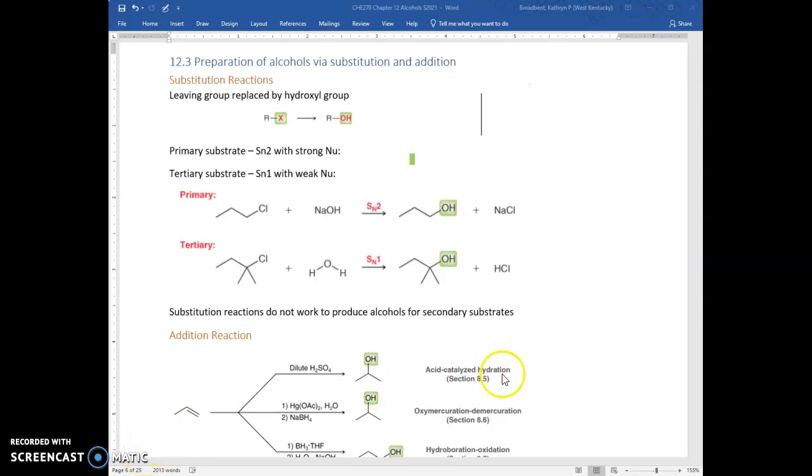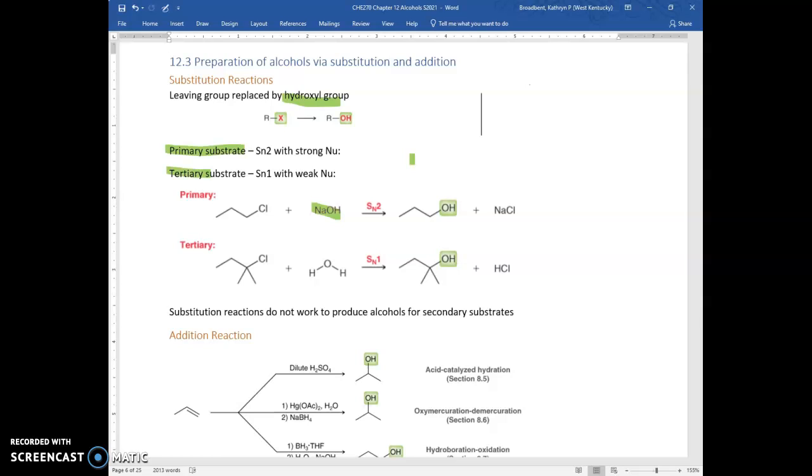So let's talk about the ways that we can make alcohols. First, there are substitution reactions. The leaving group is replaced by the hydroxy group. This works with a primary substrate. We use an SN2 reaction with a strong nucleophile. This would be something like sodium hydroxide.